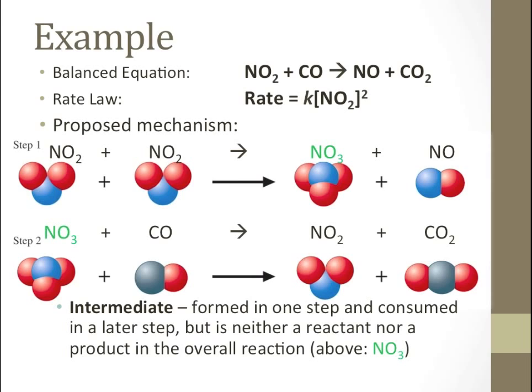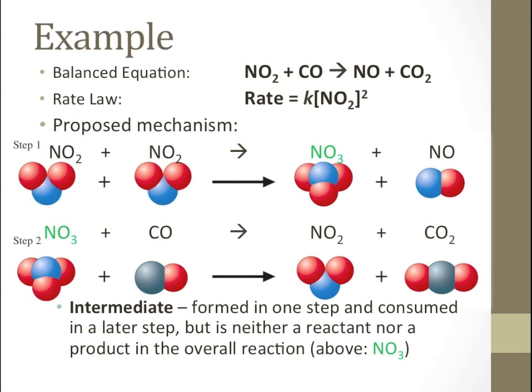The reaction of nitrogen dioxide and carbon monoxide to form nitric oxide and carbon dioxide. Experimental evidence, perhaps from an integrated rate law plot or from using the initial rates method, supports that this reaction is second order with respect to nitrogen dioxide, as we see here in this rate law. The proposed mechanism for this reaction is two steps, shown here by these two equations and two sets of models to help you picture it.